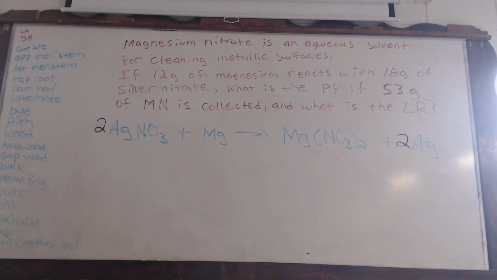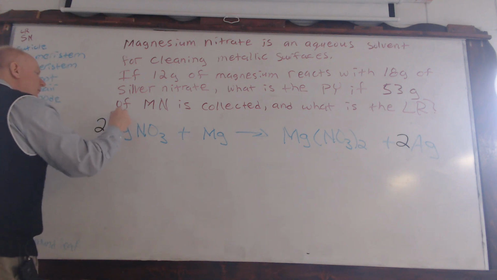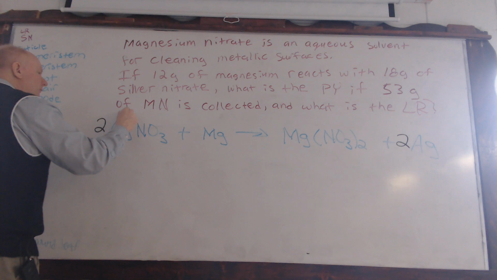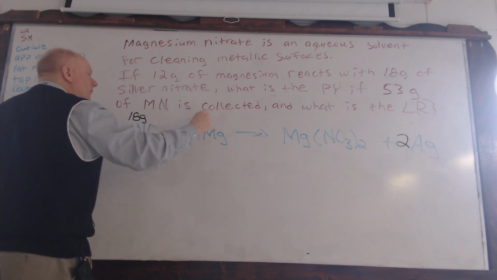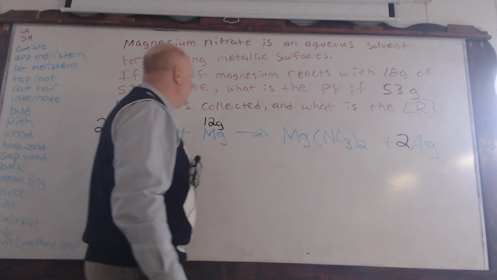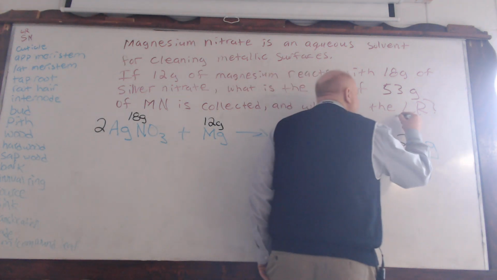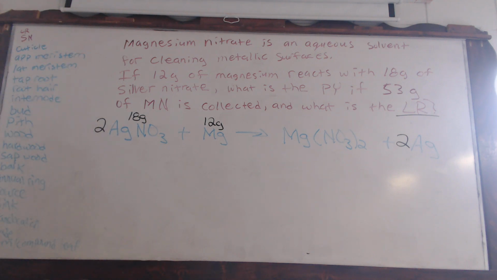So now this is where we want to go through our setup process here, okay? What are we starting with? Silver nitrate. What are we starting with? Magnesium. Okay, just by looking at that, 12 is smaller, so that must be our limiting reactant. Could be. Not always true. That's a good way of looking at it.